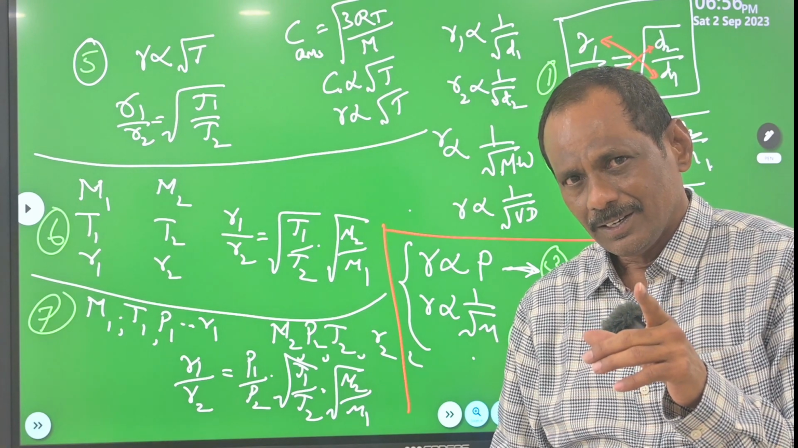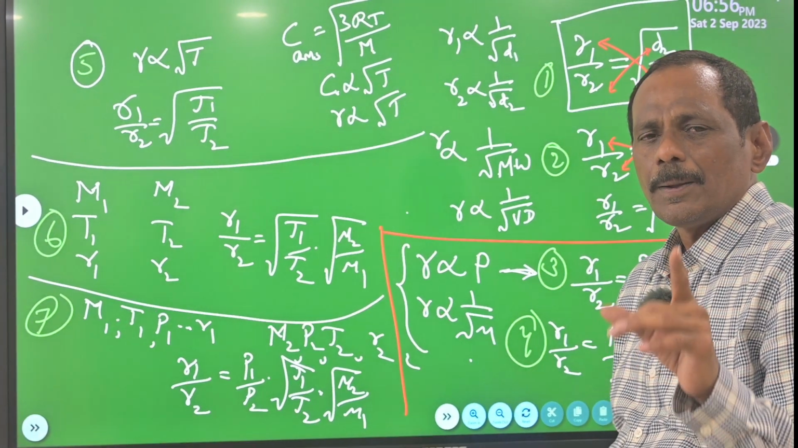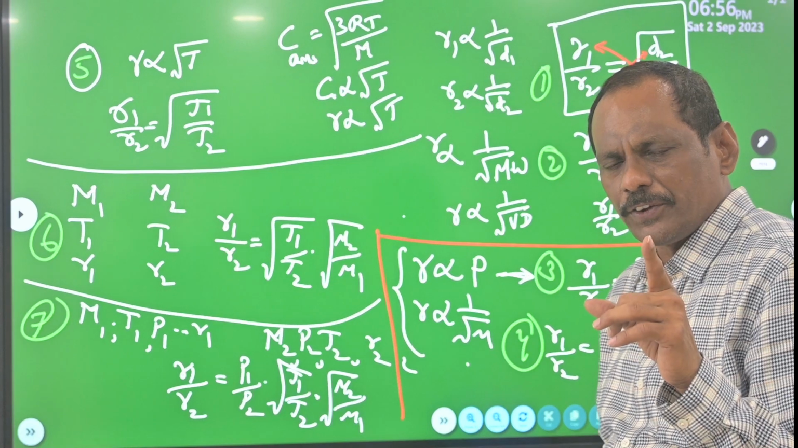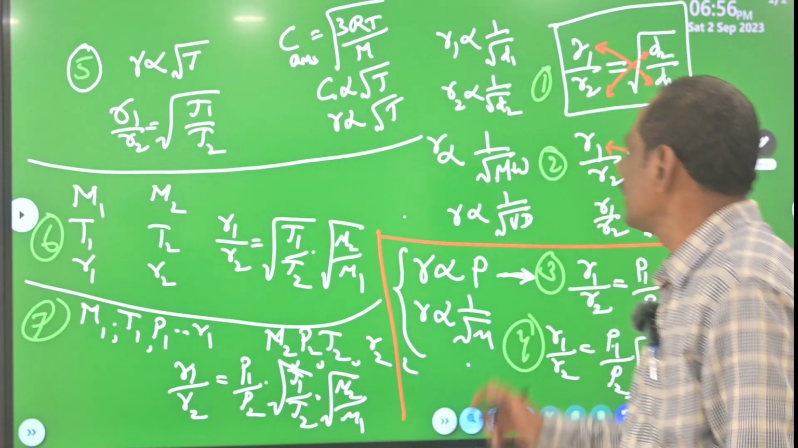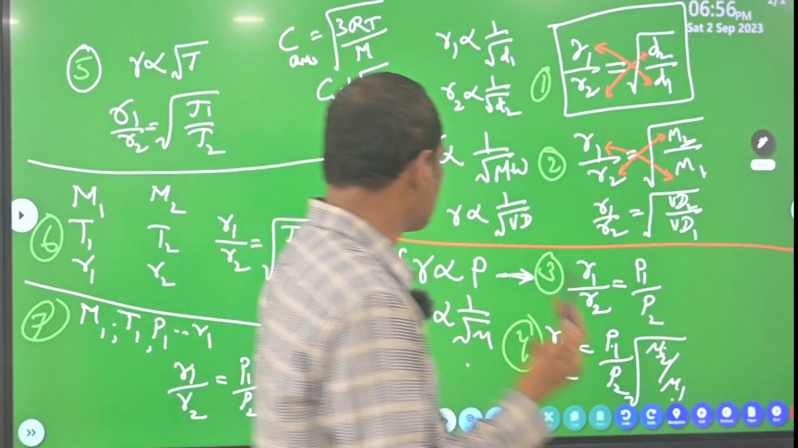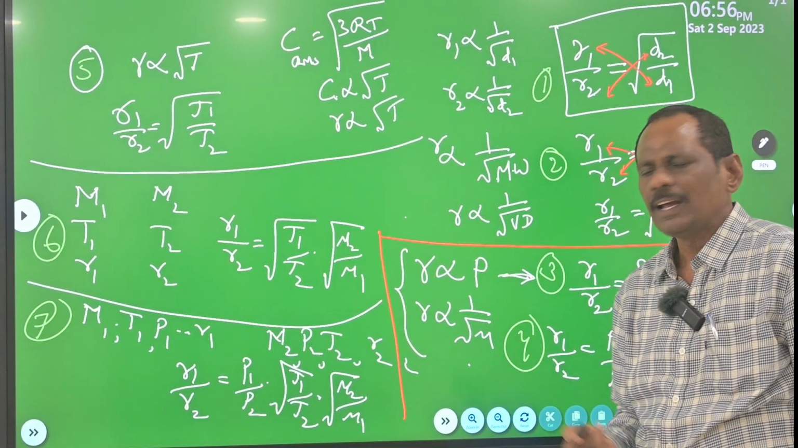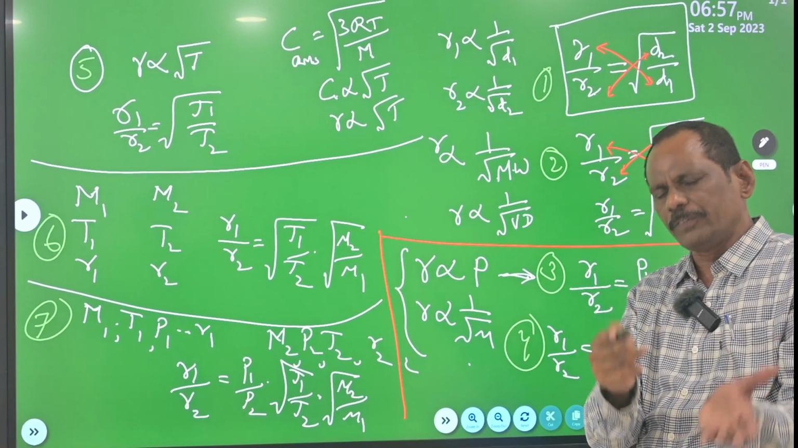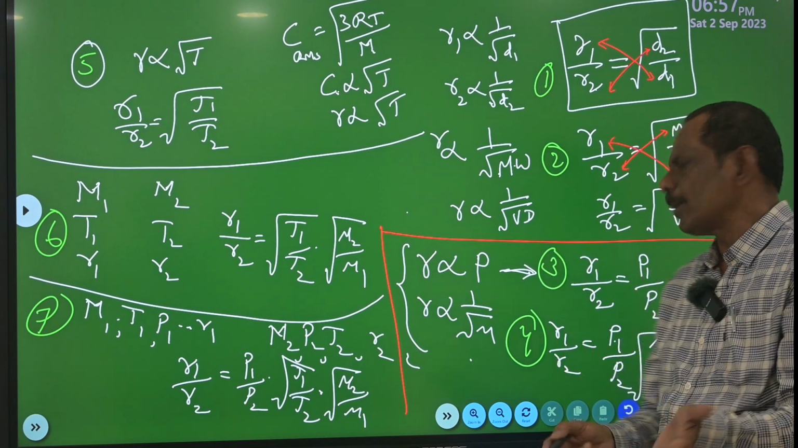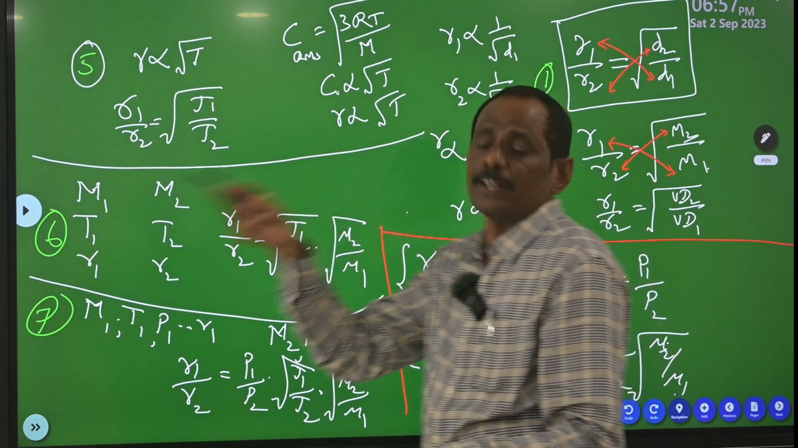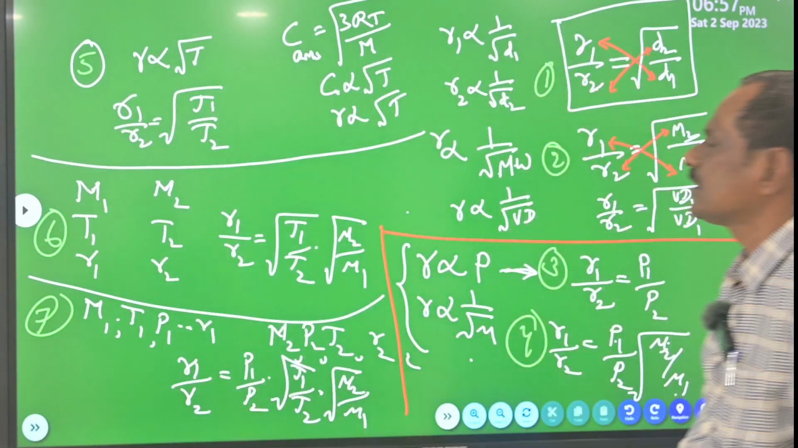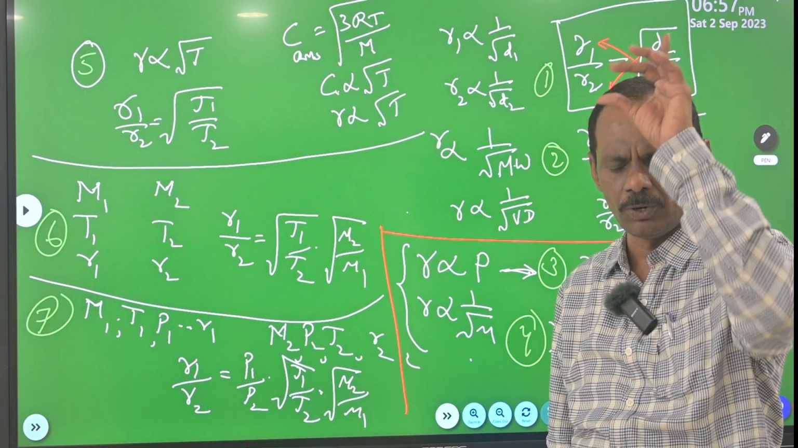Yes, friends, the concept is more important. Before going to the exercises, clearly understand the concept. What is diffusion? What is the rate of diffusion? What is the relation between the rate of diffusion and density, molecular weight, vapor density, and pressure? Two different gases taken at two different pressures, two different temperatures, or two different pressures and temperatures, the comparison. There are 7 formulae. The total Graham's law depends only on these 7 formulae.